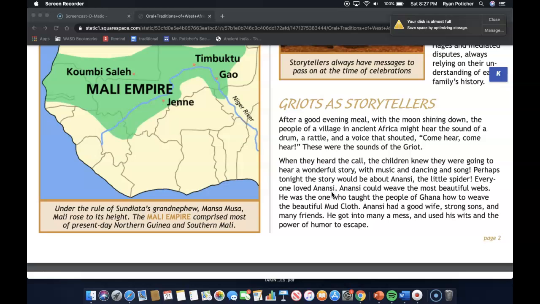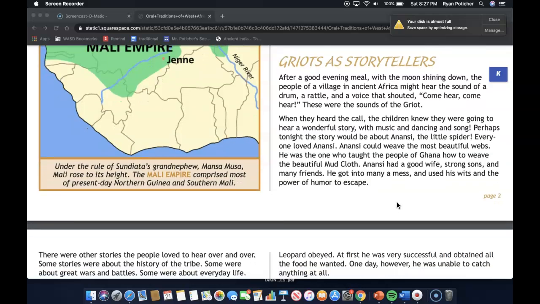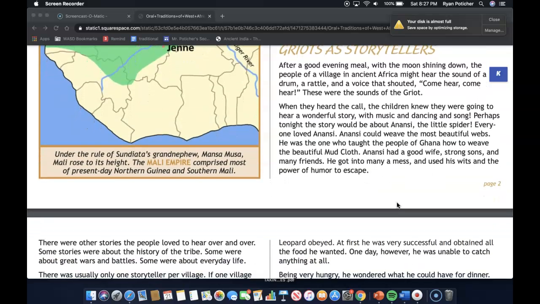Griots as storytellers. After a good evening meal, with the moon shining down, the people of a village in ancient Africa might hear the sound of a drum, a rattle, and a voice that shouted, "Come here! Come here!" These were the sounds of the griot. When they heard the call, the children knew that they were going to hear a wonderful story, with music and dancing and song. Perhaps tonight the story would be about Anansi, the little spider.